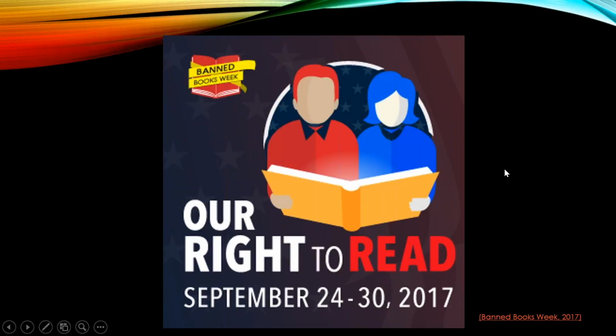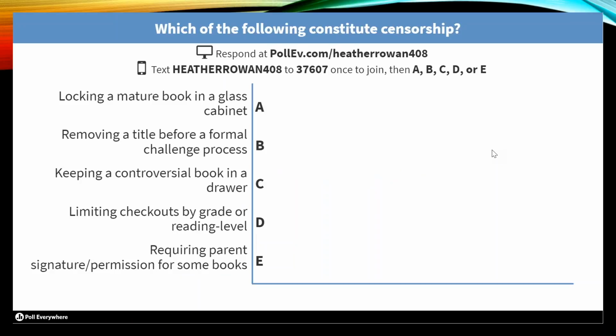So this is this year's poster for Banned Books Week, and it is sponsored in part by the Freedom to Read Foundation, which Everett Moore was a co-founder of. So our next topic is going to be censorship. You can respond as many times as you'd like to this, and it says, which of the following things constitute censorship? If you could whip out your cell phones again, that would be amazing.